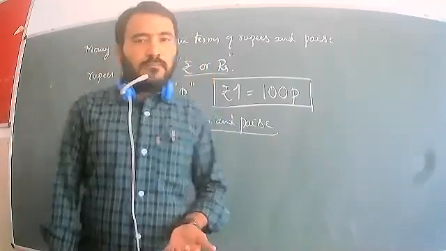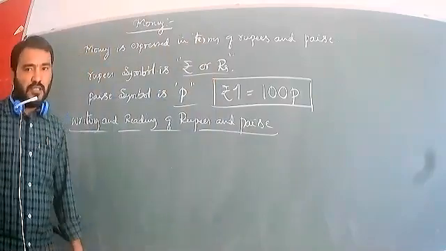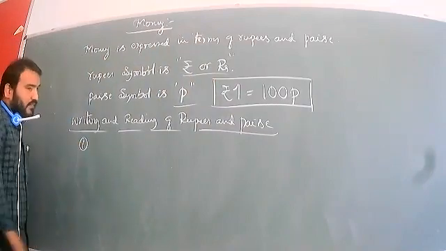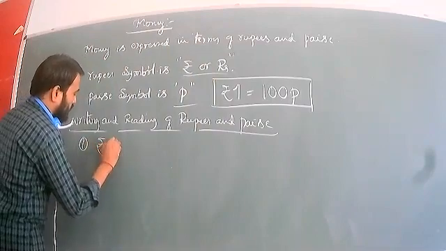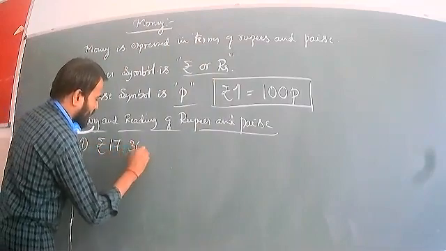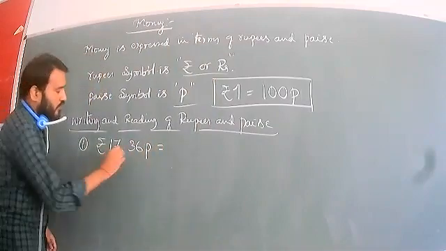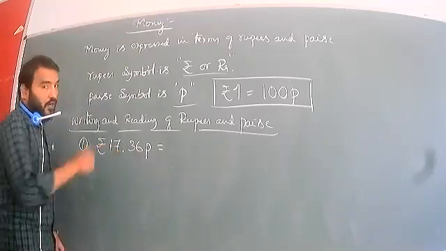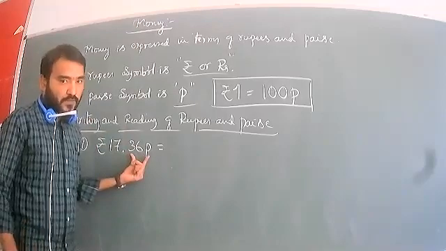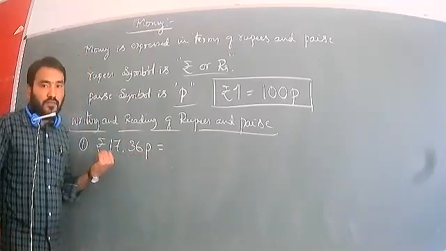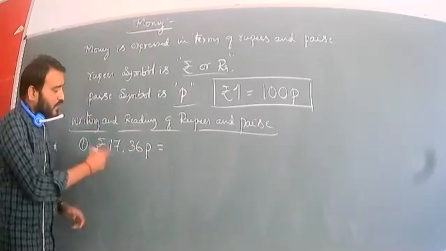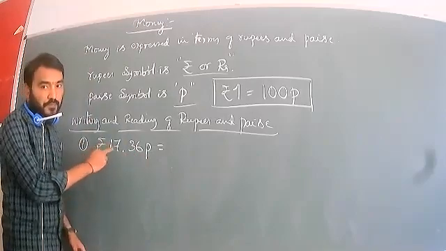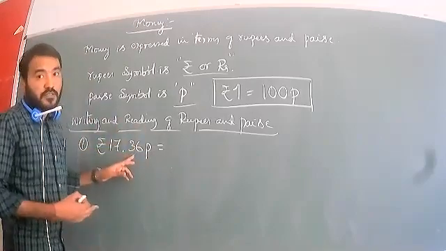Today, writing and reading of rupees and paisa, you have already learned in the second standard. Let us recall the concept with one or two examples. First example: 17 rupees 36 paisa. The number on the right side of the dot shows paisa. The number on the left side of the dot, before the dot, is rupees. After the dot, we call it paisa.